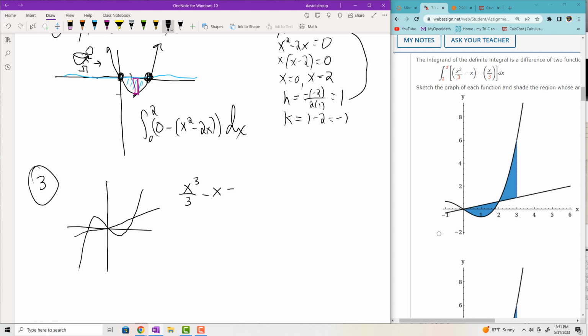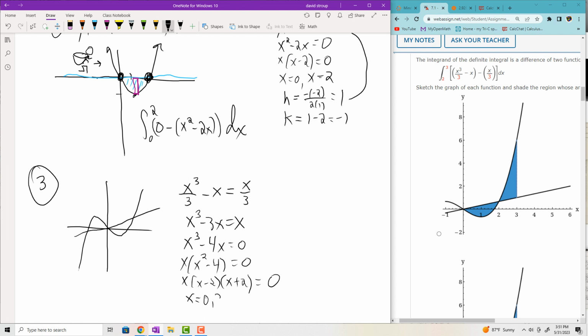How do I do that? Well, you just set the two functions equal to each other. And I multiply both sides by 3 to make my life a little easier, because I just hate fractions. And you can definitely see algebraically speaking, you have that intersection point here at exactly 2.